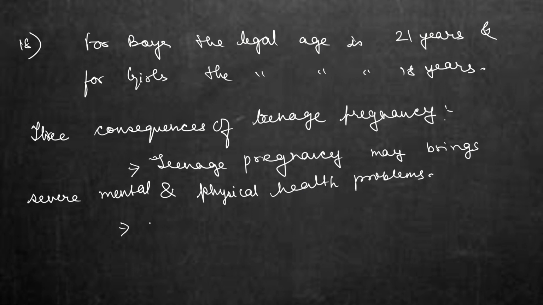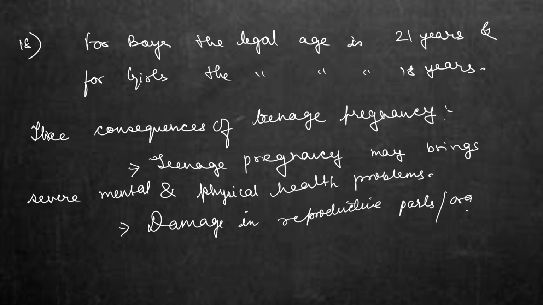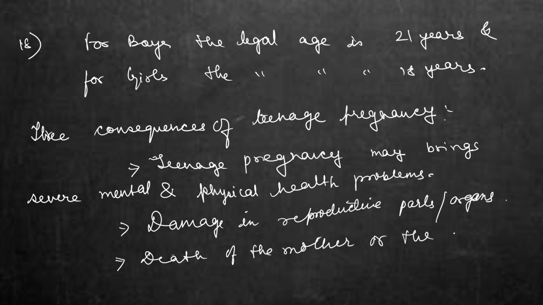There might be damage in reproductive parts or organs. There may be death of the mother or the infant at the time of birth. These are the consequences of teenage pregnancy. Then list the causes of child labor in our country.